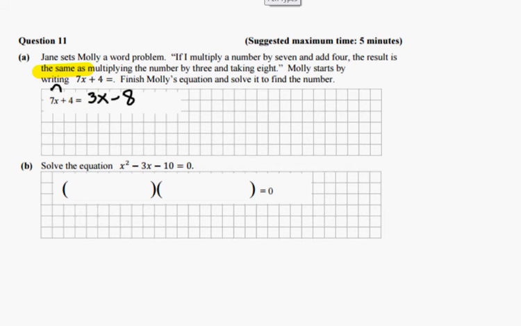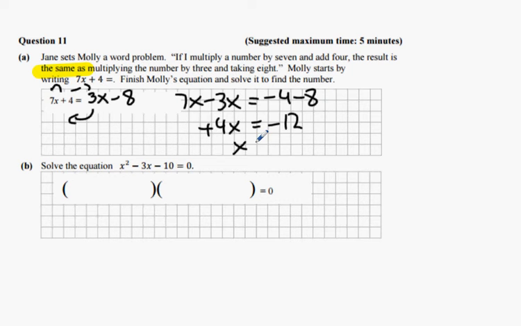So what do we have here now, guys? 3x this way and 4 that way. And what do we get? Nope. Take them away. I'll say plus 4x equals minus 12. Divided by 4? Minus 3. How many people got that?